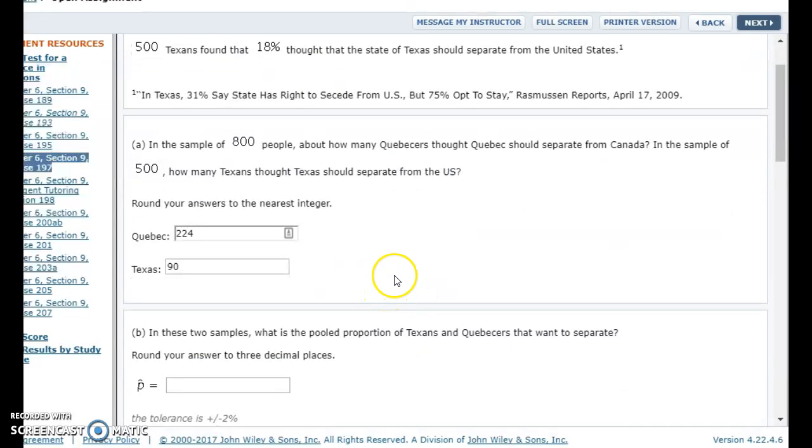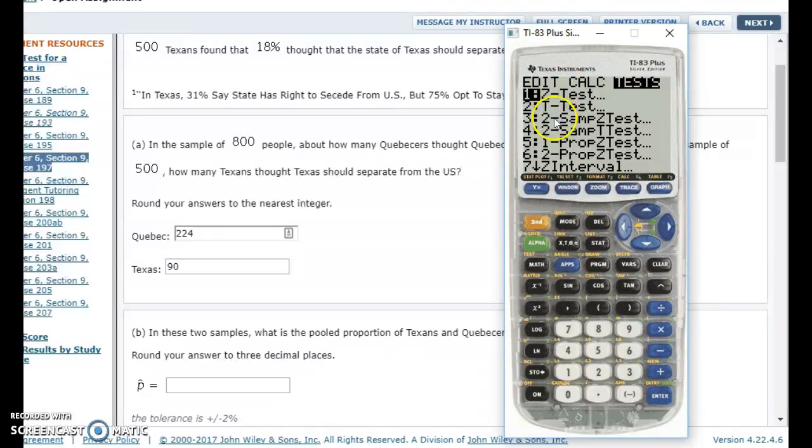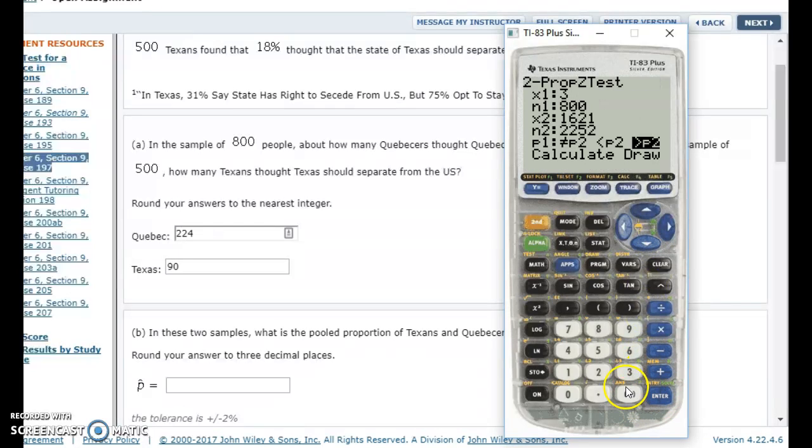Okay, why do we need to use this? Well, it's just going to help us do the calculator. So let me go ahead and pull this up. So we go to Stat, and right here, number 6 is a two-proportion z interval. 224 out of 800. Oh, that's nice. Already in there. Okay, 90 out of 500.